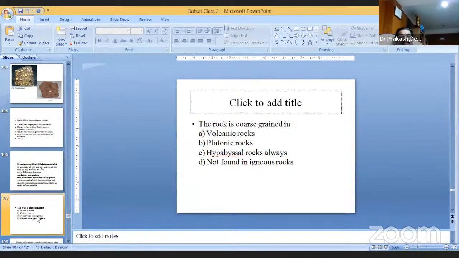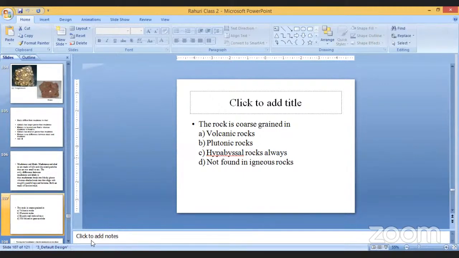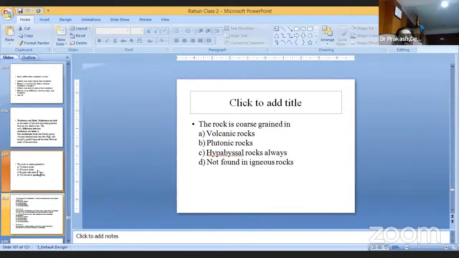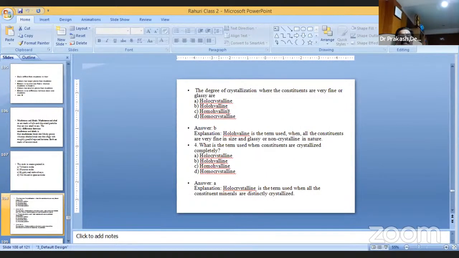Can you expect the coarse grain in volcanic rocks? So if there is sufficient time for cooling, there can be growth of crystals. So that is growth of minerals can be seen. So that is the rock is coarse grained in case of plutonic rocks.